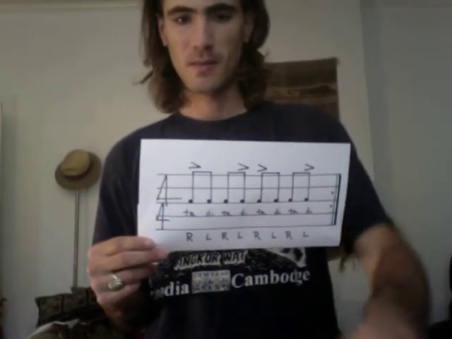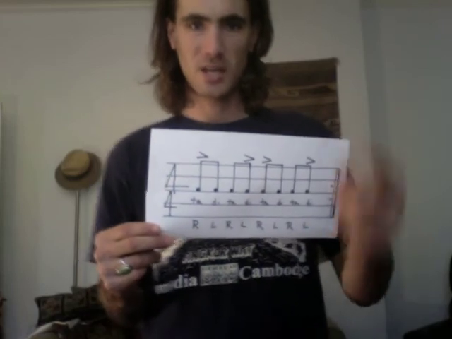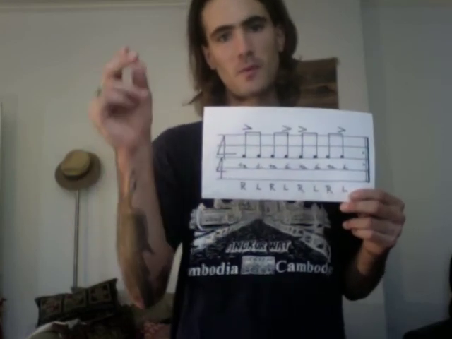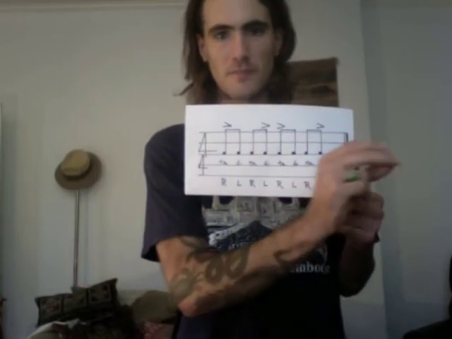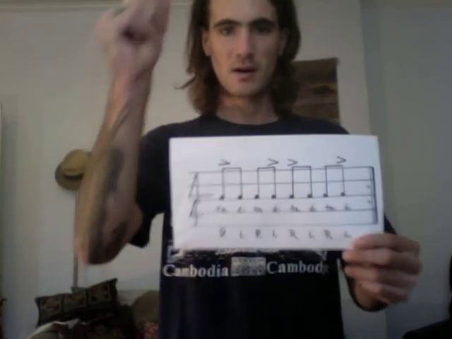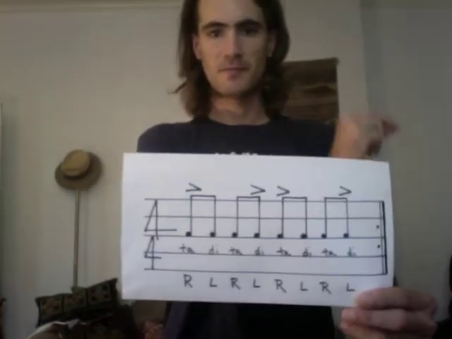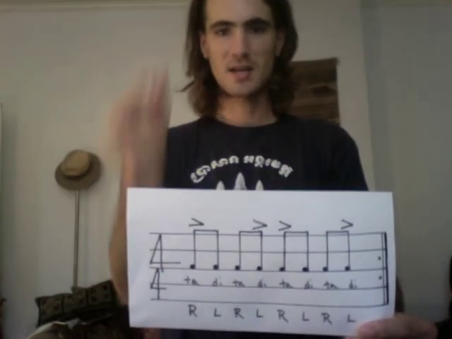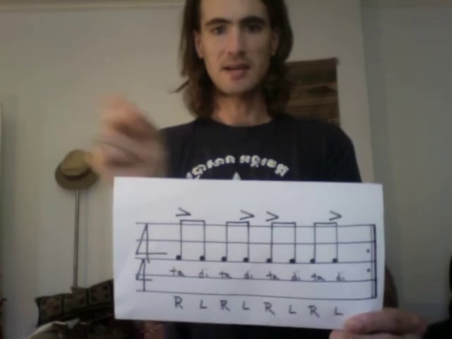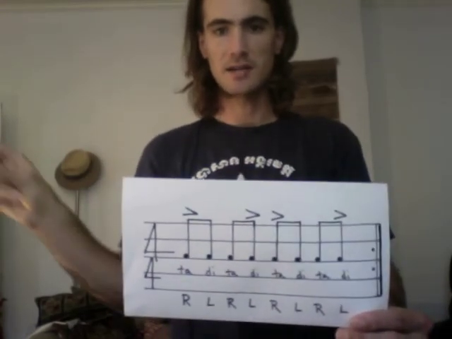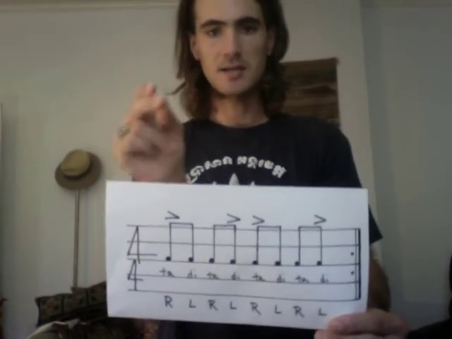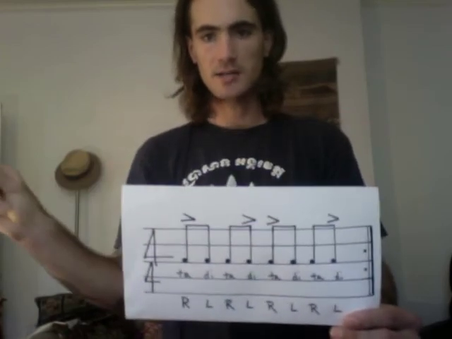Can you hear that? That's the metronome. That's our tempo. 1, 2, 3, 4. And now I'm going to speak this rhythm for you. It goes like this. Ta, di, ta, di, ta, di, ta, di, ta, di, ta, di, ta, di, ta, di. That's what that rhythm sounds like.